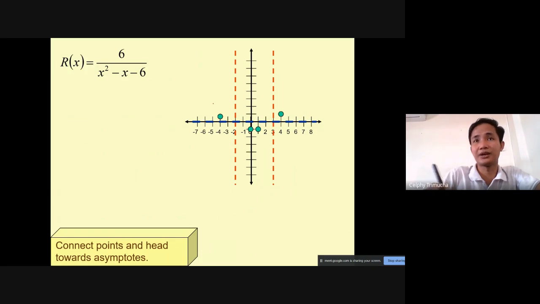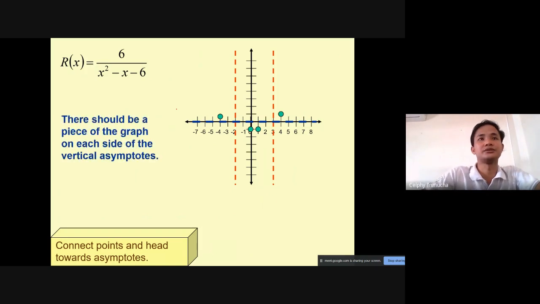So pwede tadi maka-connect sang points and then dapat medyo touching ka or ga-touch ka sa imong mga asymptotes. So there should be a piece of the graph on each side of the vertical asymptotes. So dapat may ari ka gidi dapat ga-touch, medyo gapalapit ka diri nga graph. May ari ka mo di sa vertical asymptote. Okay, medyo lapit ta nga graph. May ari ka mo di sa horizontal asymptote, gapalapit dira nga graph.